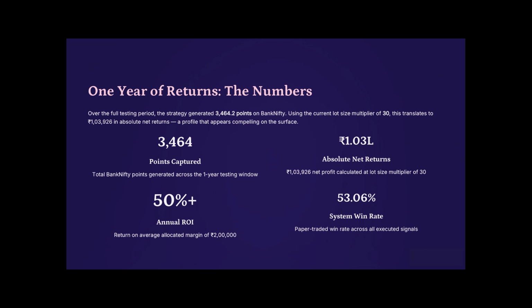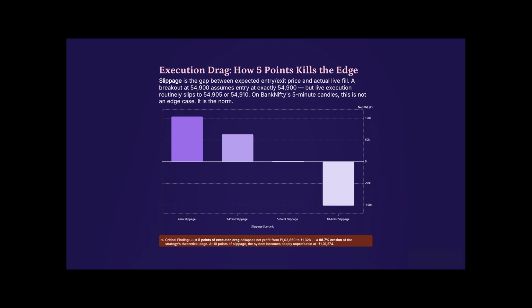Now on the surface, this looks good. The strategy is profitable, win rate is slightly above 50%, and the total return is positive. The real question is: is this profit strong enough to survive real market execution? And that brings us to the biggest villain in intraday trading, slippage. Slippage means the difference between the price you expect and the actual price you get.